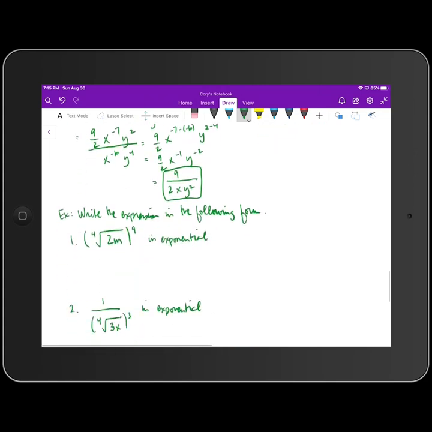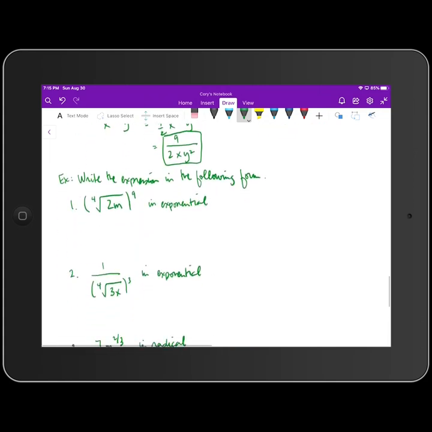All right, last set of examples to finish off the first part of this lesson. Okay, so directions here say to write the expression in the following form. So for number 1, we have the quantity, the fourth root of 2m, which we're raising to the 9th power. And we want to write that as an exponential.